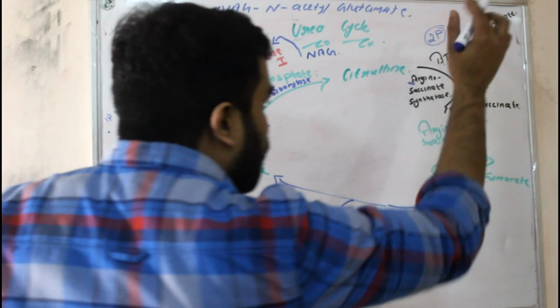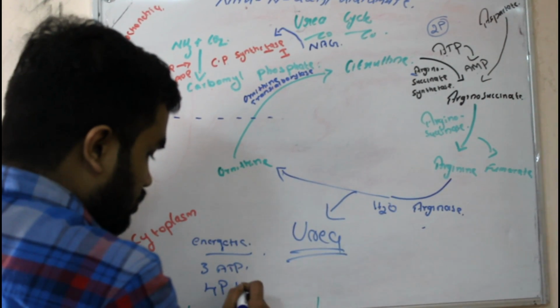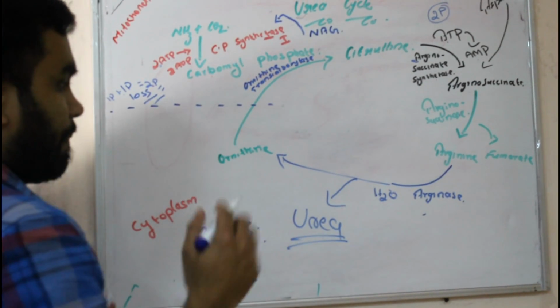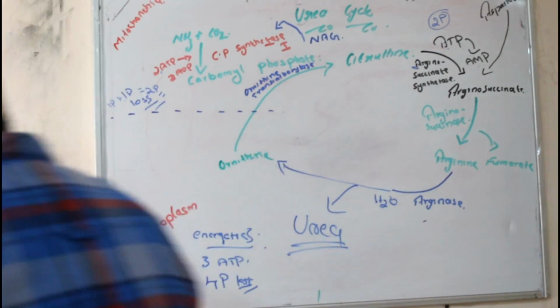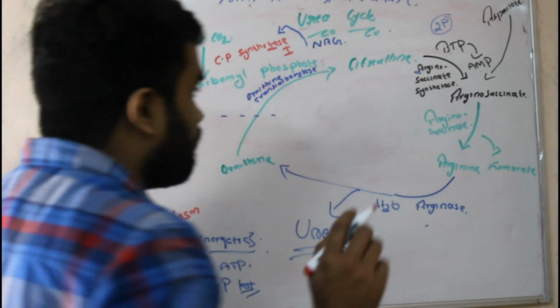That is, we are losing 2 phosphorus. So total 2 plus 2, that is 4 phosphorus is lost. This is the energetics. Now the next thing you have to remember here is the importance of enzyme.